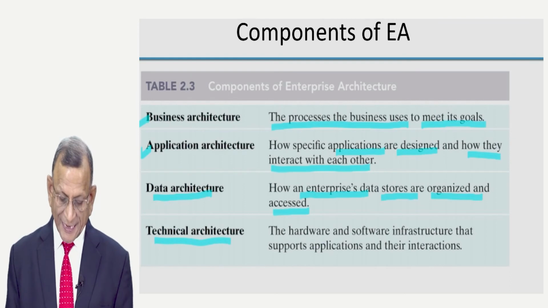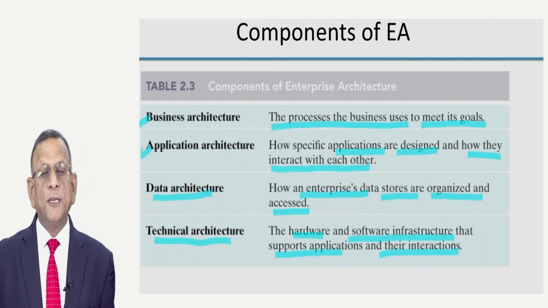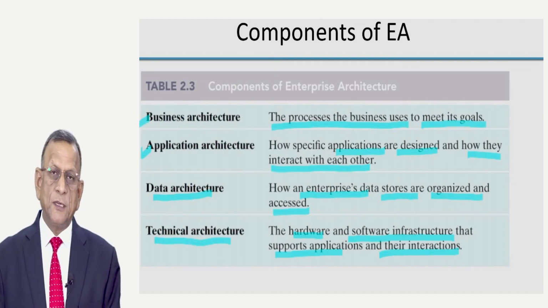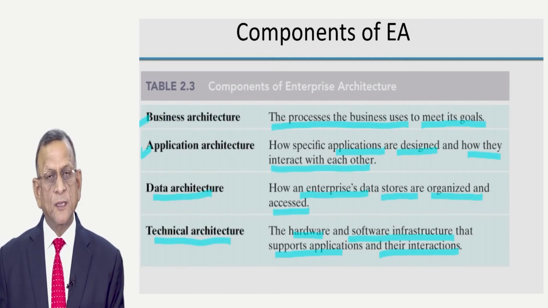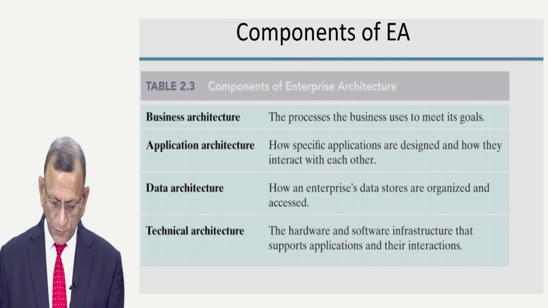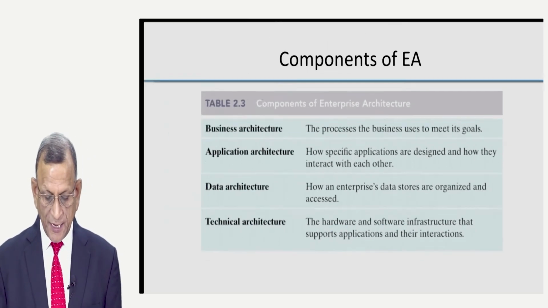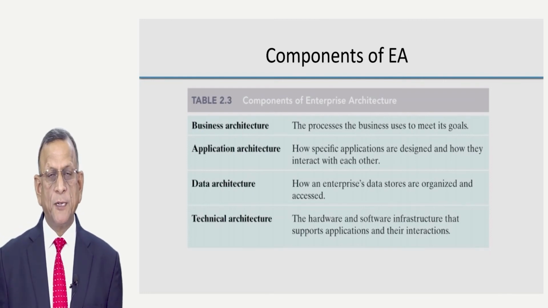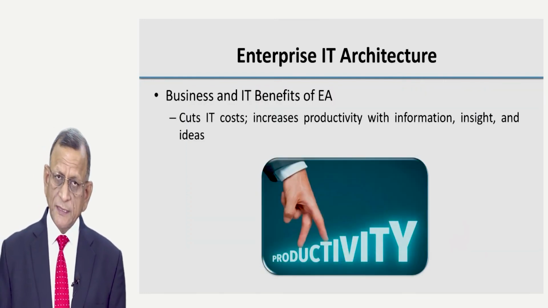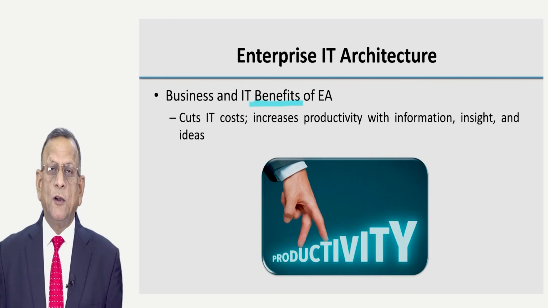And finally, we have technical architecture, the hardware and software infrastructure that supports applications and their interactions. Obviously, communication or networking is also needed. It's not only hardware or software, but networking and communication technology is also important from this point of view. So, how the hardware, communication and software infrastructure are going to interact with each other is something known as part of enterprise architecture. This enterprise IT architecture will provide lots of benefits to the organization.